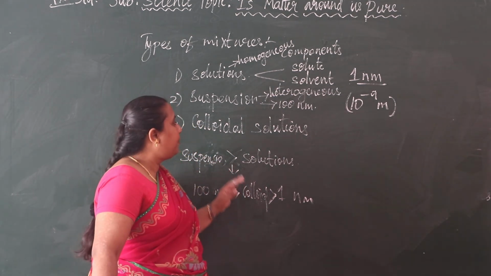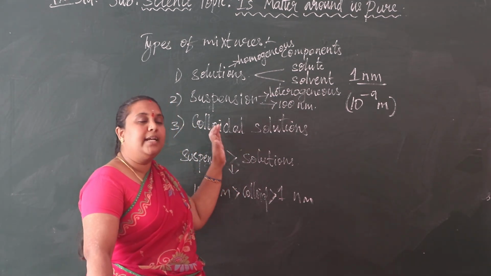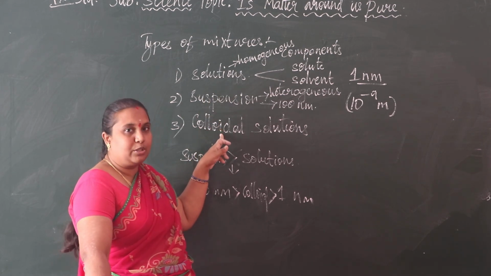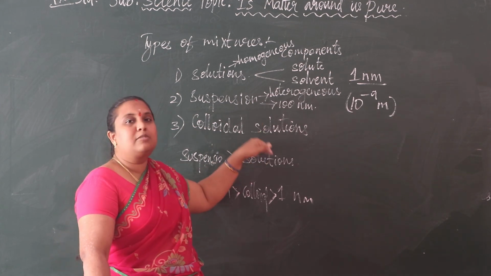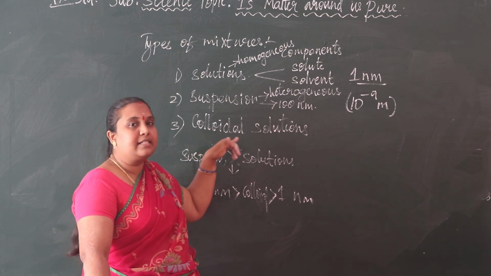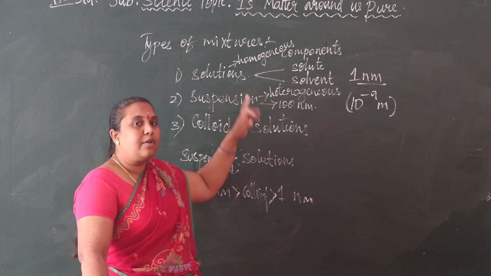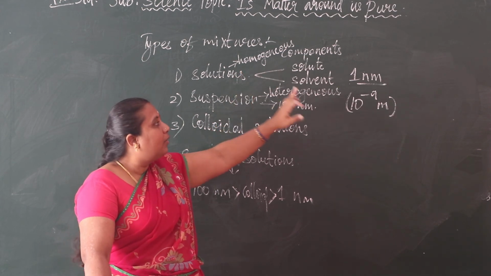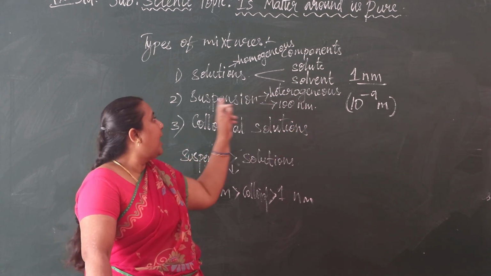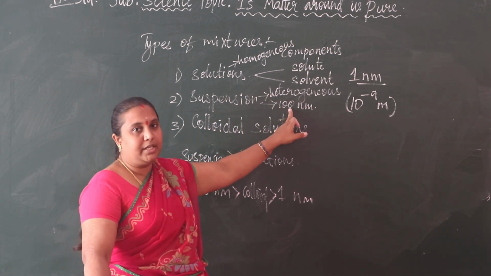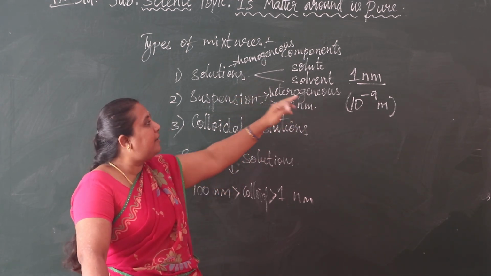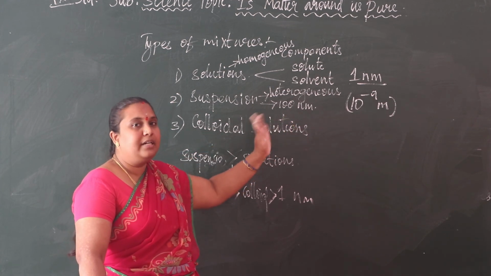Okay, understood, children? These are the properties of colloidal solutions. First, it is a heterogeneous mixture, while solutions are homogeneous mixtures. What is meant by colloidal solutions? It is a combination of solution and suspension particles. The size of solution particles is smaller than 1 nanometer, that is 10 to the power of minus 9 meter, and the size of suspension particles is 100 nanometer. The size of colloidal particles is in between, greater than 1 nanometer and less than 100 nanometer.